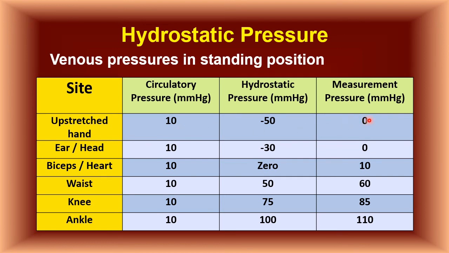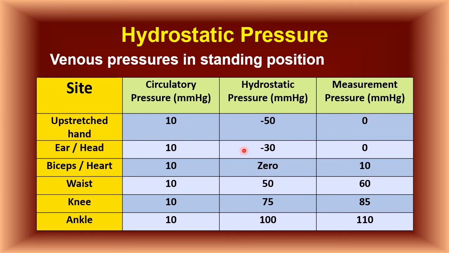So we come to the total pressures here. Total pressure, or the measured pressure, is the summation of these two. If I talk about the upstretched hand, what would be the total pressure? 10 minus 50 should be negative 40, but it will not go to negative 40. Why? Because the veins have collapsible walls. The walls collapse and will not allow creation of negative pressure inside. It might have negative pressure if you had a pipe, like a metal pipe, for example, where there is room inside. This allows negative pressure to be created inside the lumen. But since veins are collapsible, there is no room to allow negative pressure. So the pressure will be 0 in the upstretched hand.